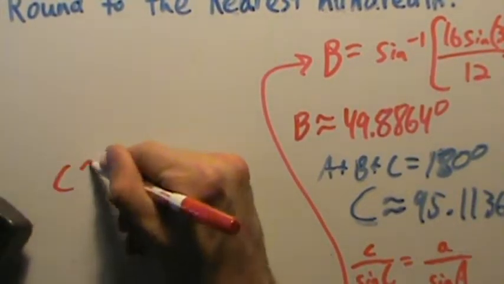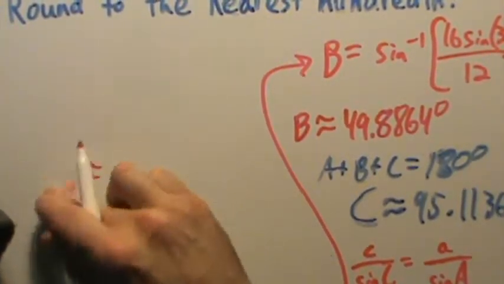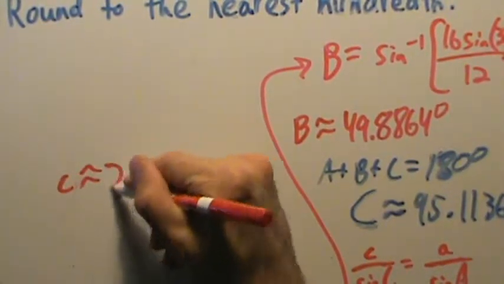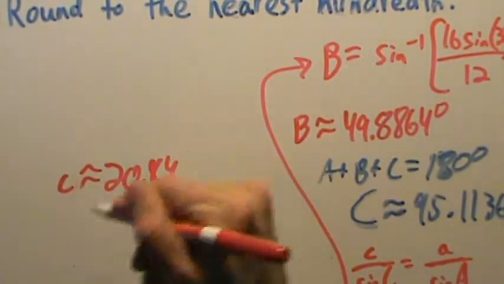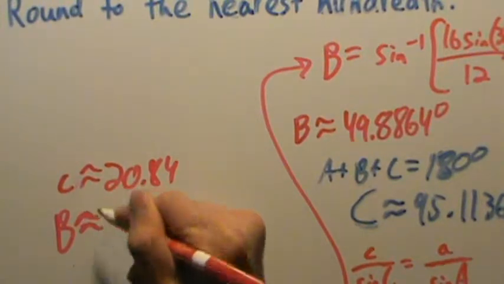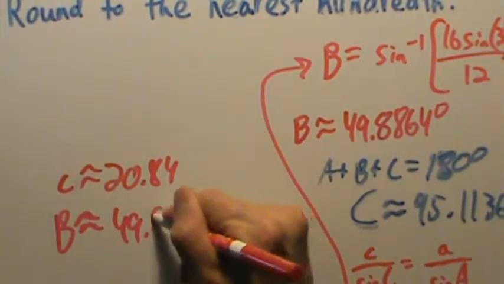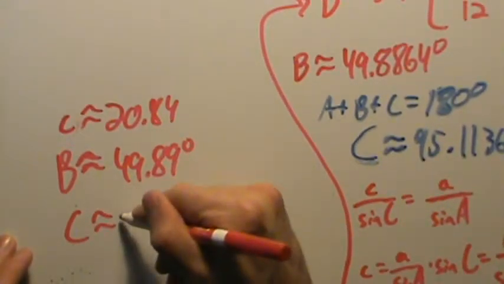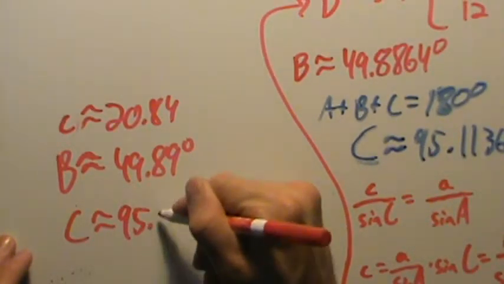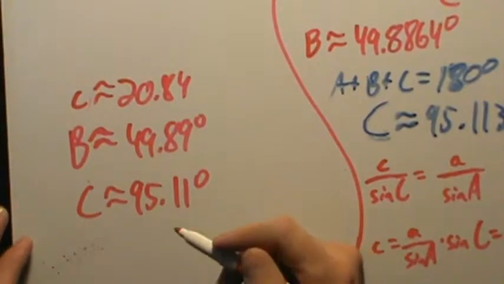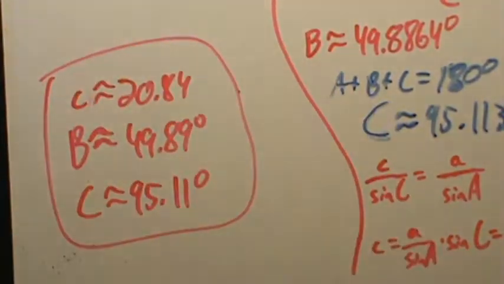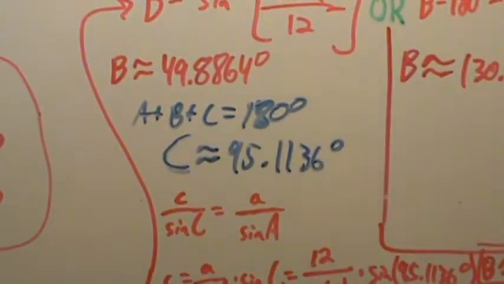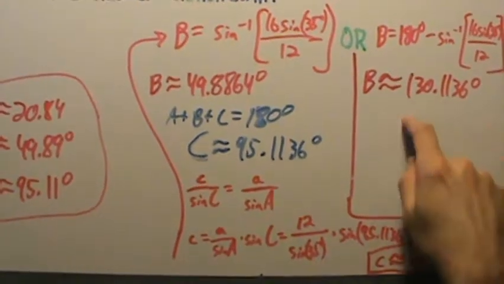Okay, so for that first case, little c is approximately 20.84, big B is approximately 49.89 degrees, and big C is approximately 95.11 degrees. Okay. So those are the answers for the first case. Now for the second case, we're going to do exactly the same thing, but with this other value of b.